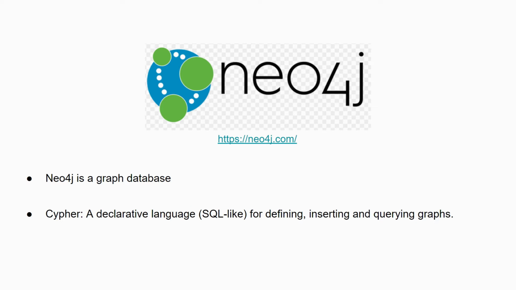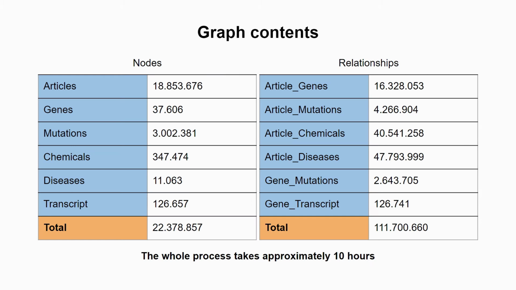So we parsed the PubTator collection and organized entities into a graph database. We used Neo4j, a graph database that allows organization, data connection, and enables queries. Neo4j uses a declarative language for defining, inserting, and querying graphs. Our graph contains 22 million nodes and 111 million edges. Once a user downloads the PubTator corpus, the time required to build the graph, which contains more than 100 million edges, is less than 10 hours.